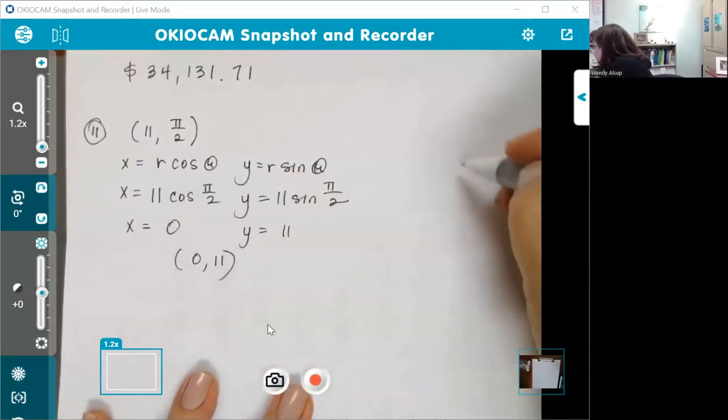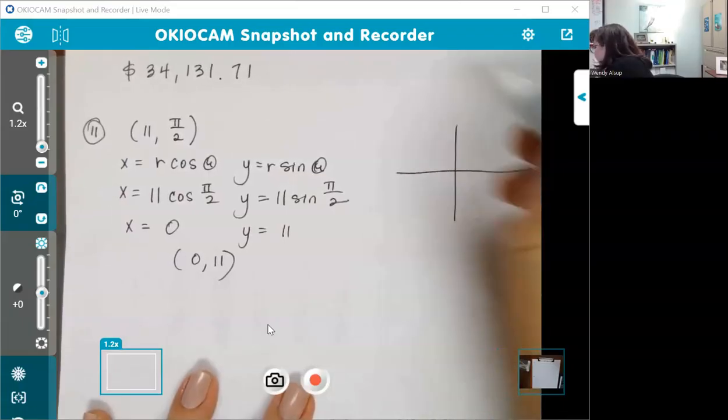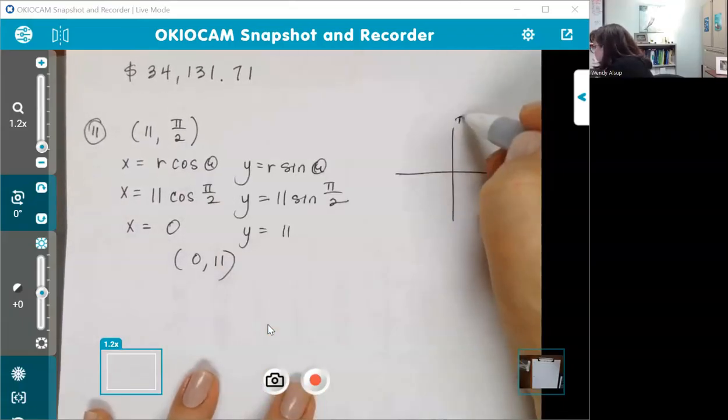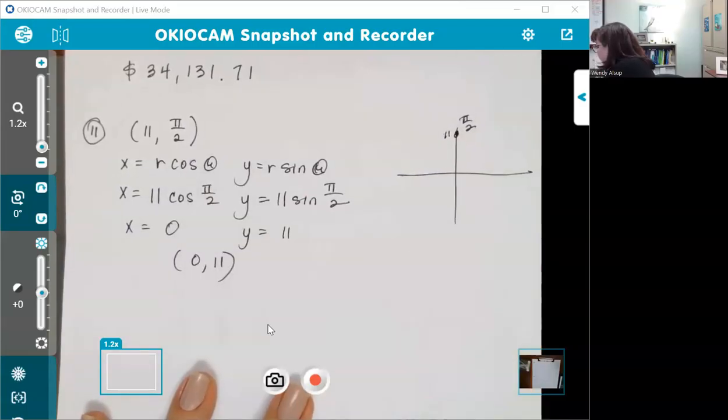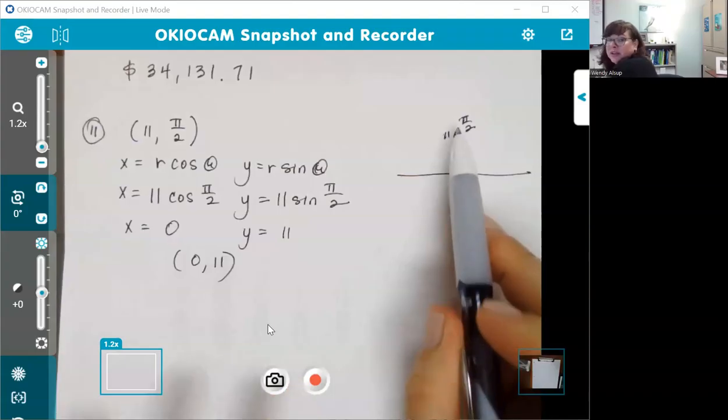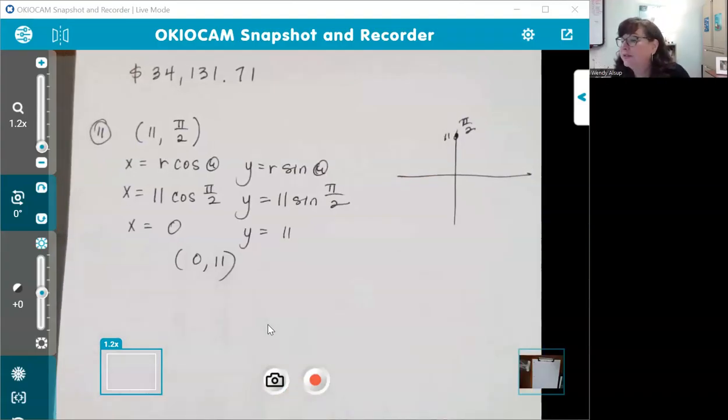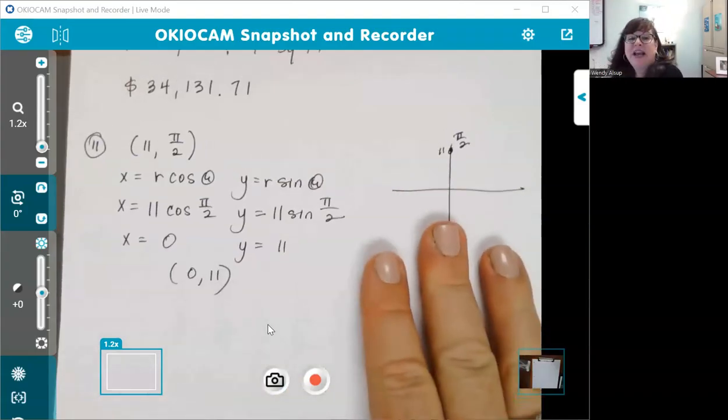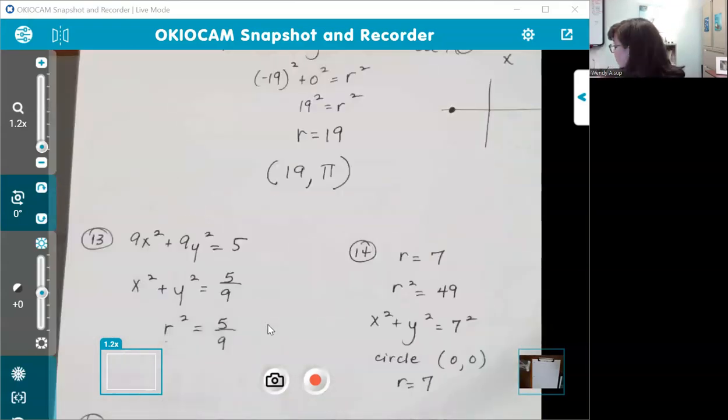You know, if you're going to graph this, pi over 2, here's pi over 2, and you're going up 11, okay? And that is the same as (0, 11) in rectangular coordinates. All right, Tay. Next up, number 12.